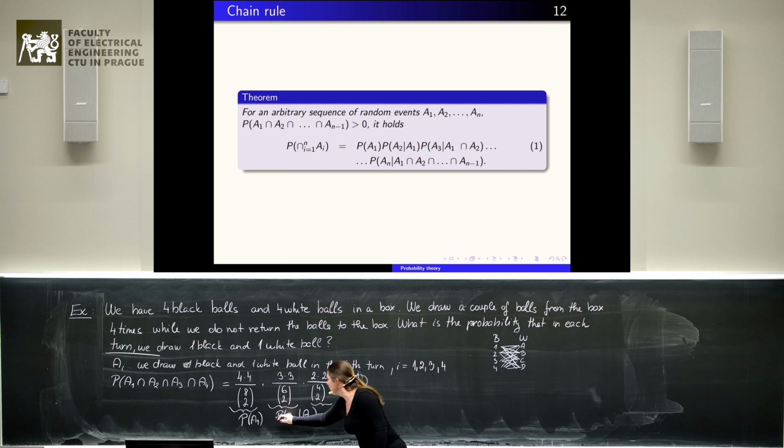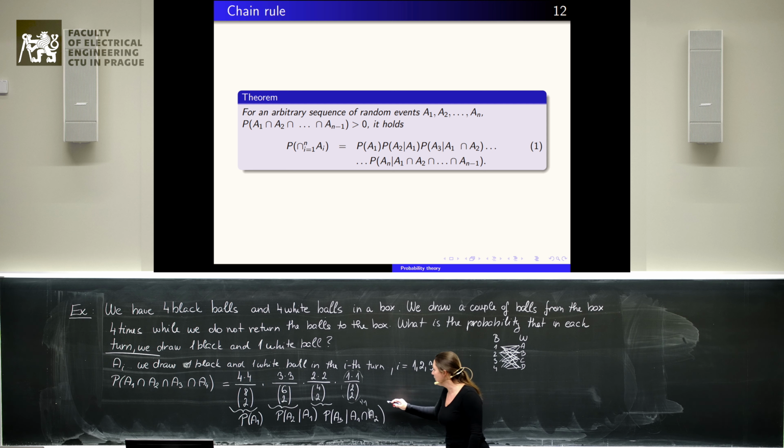The same happens in the third turn, in the third step. Here we calculated the probability that in the third turn we will draw one black and one white ball, but we calculated it from the numbers saying that only 2 black balls and 2 white balls are in the box. So conditionally on knowing that 2 black balls and 2 white balls were drawn before. And they were drawn is the event A1 intersected with A2. In the last step, we have similarly the probability of A4 conditionally on all the previous events.